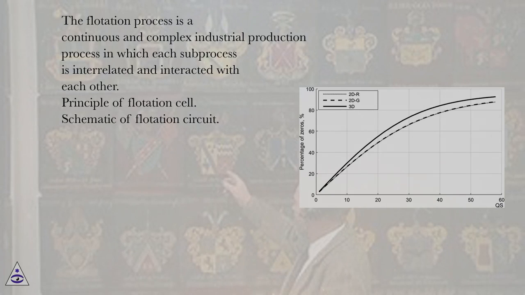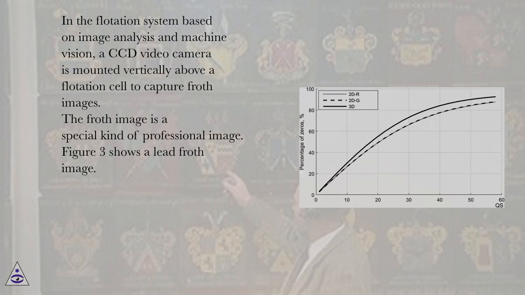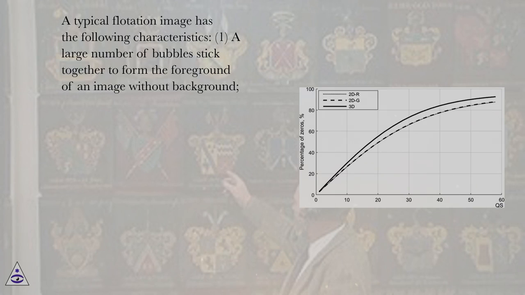Principle of flotation cell. Schematic of flotation circuit. In the flotation system based on image analysis and machine vision, a CCD video camera is mounted vertically above a flotation cell to capture froth images. The froth image is a special kind of professional image. Figure 3 shows a leaf froth image. A typical flotation image has the following characteristics.